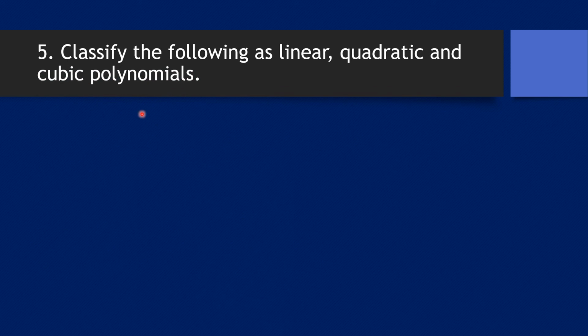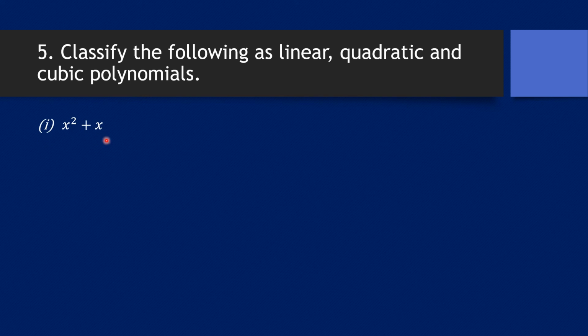Now let's move on to question number 5, where you need to classify the following as linear, quadratic, and cubic polynomials. A linear polynomial is the one in which the highest power is 1. A quadratic polynomial is the one in which the highest power, that is the degree, is 2. And cubic polynomials are those in which the degree is 3.